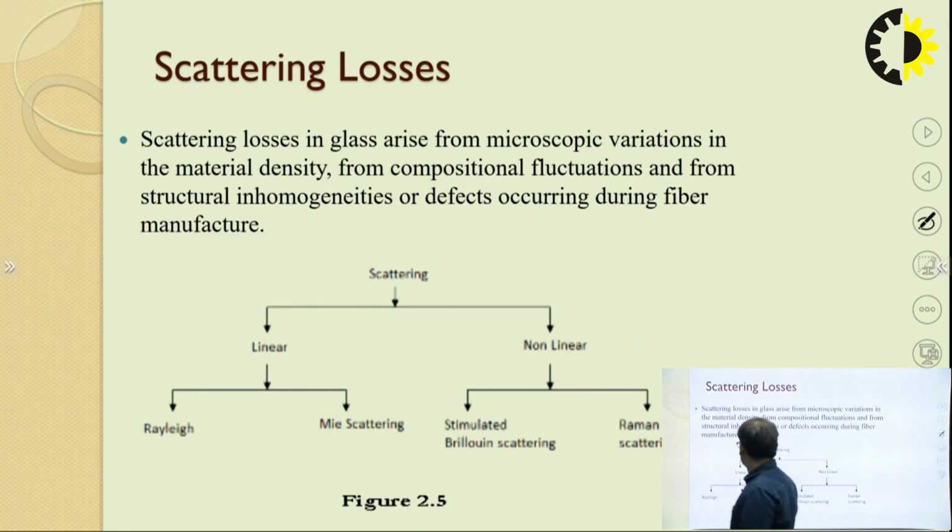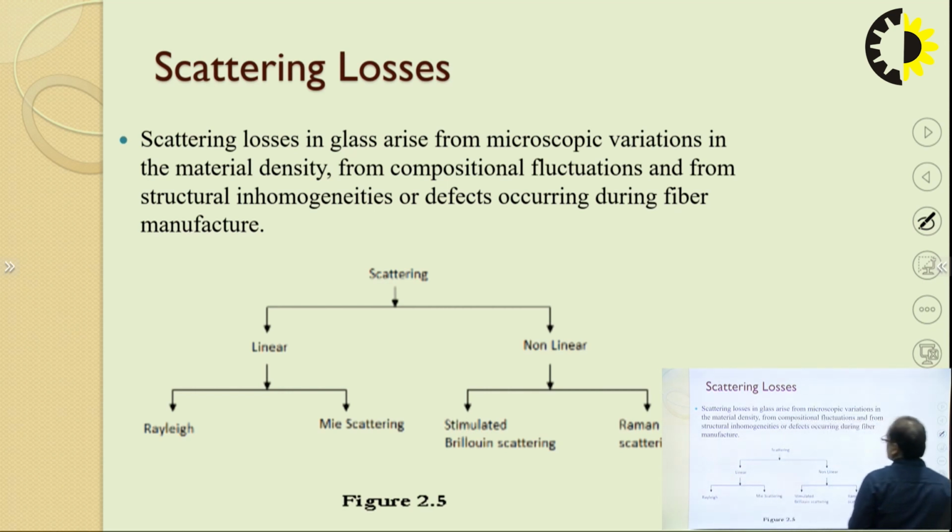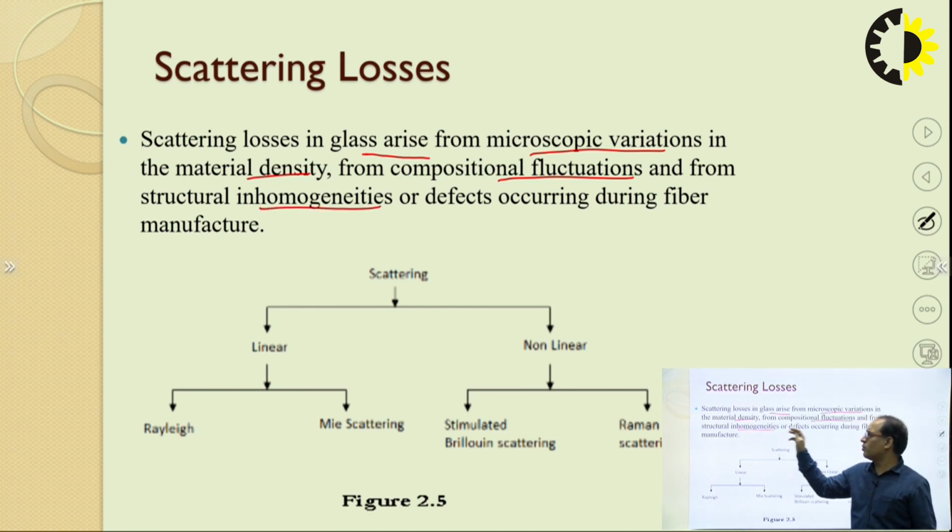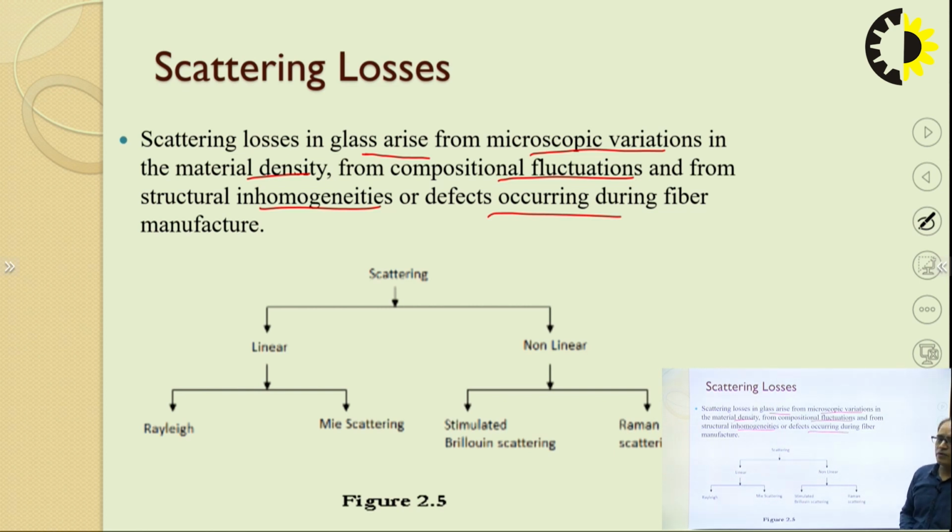Now we will discuss the scattering loss. Scattering loss is when the light gets scattered in the optical fiber cable, and this scattering of light causes loss in the signal. Scattering loss in glass arises from microscopic variations in the material density, from compositional fluctuations, and from structural inhomogeneities or defects that occur during fiber fabrication.